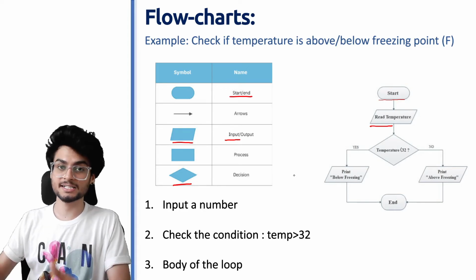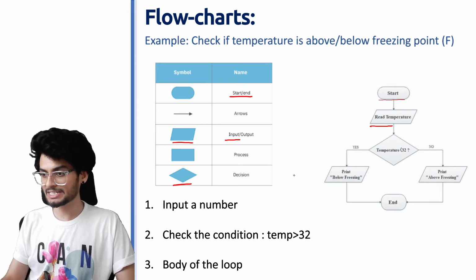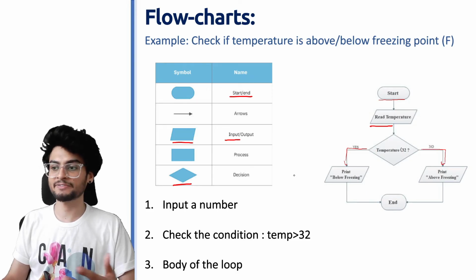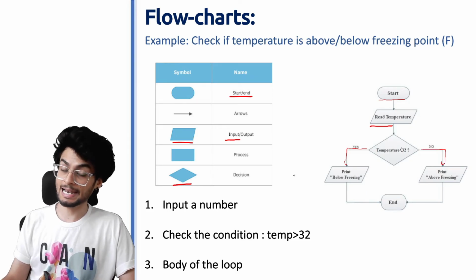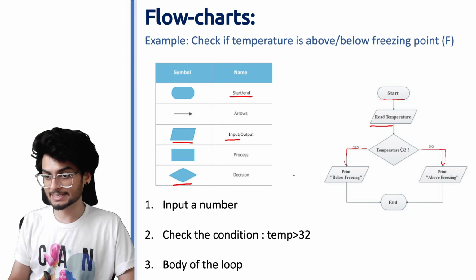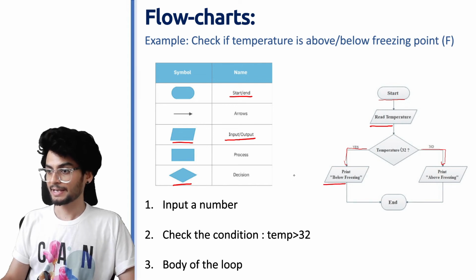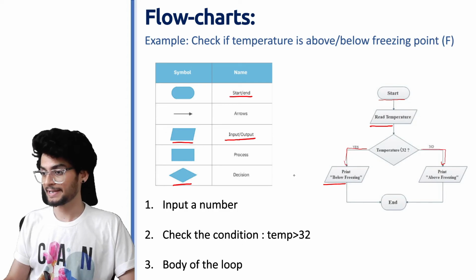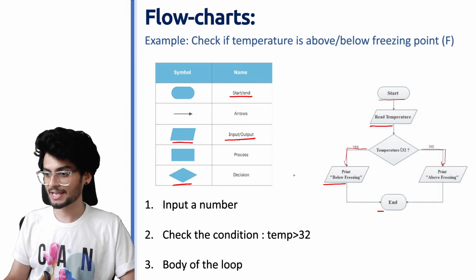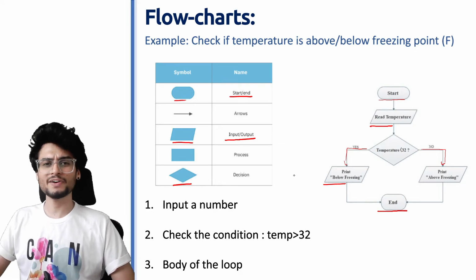Now this decision can either be true or it can be false. So for each of these parts, आप दो different arrows बनाओगे and you will print different things. If the temperature is less than 32, you will print below freezing. Again, this is inside the input-output diagram or symbol. If this condition is false, then we will print it is above freezing. And finally, we just end के लिए जो सिंबल है that is this. It is not very complicated.